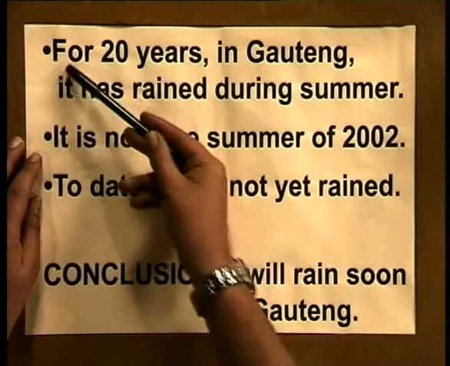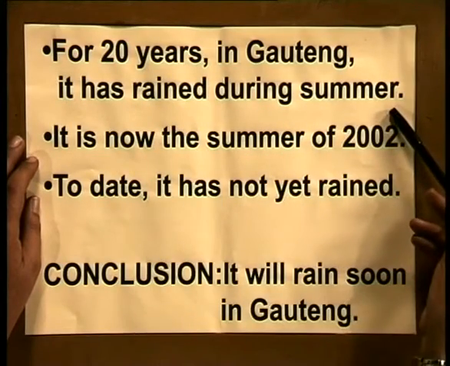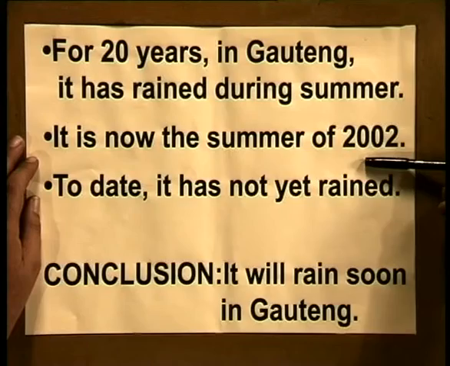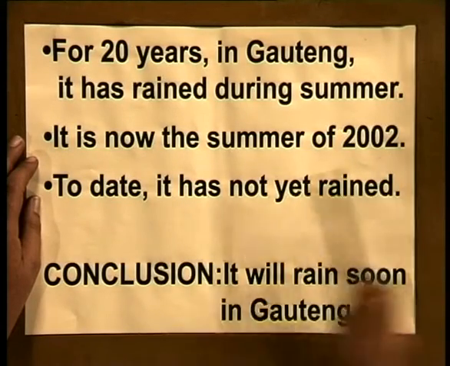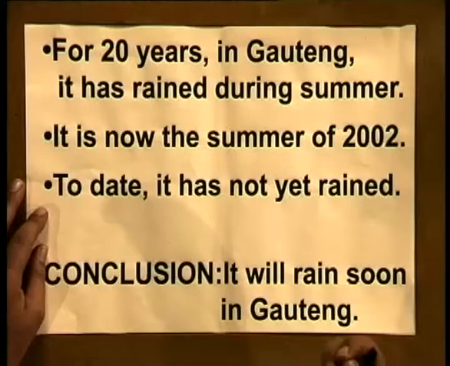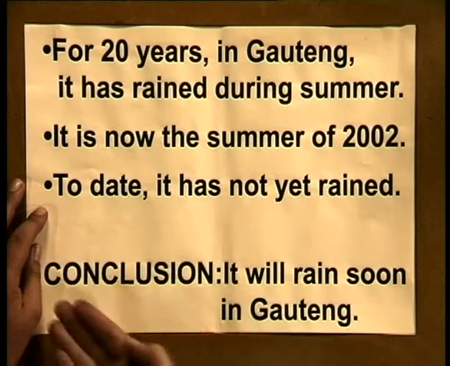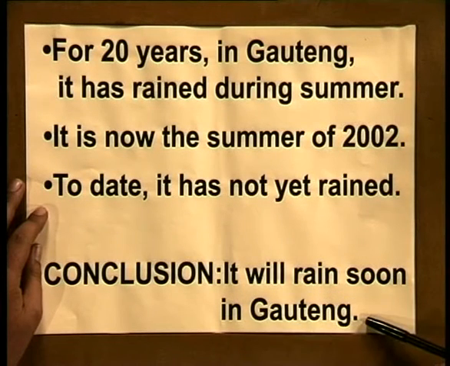I've got here, for 20 years in Gauteng, it has rained during summer. My second item of evidence, if you like, is it is now the summer of 2002. To date, it has not rained yet. So those 3 together are effectively a logical construction. But we have to go one step further, and that's what we've done here. We've said, in conclusion, it will rain soon in Gauteng.